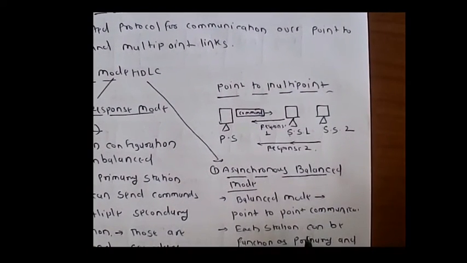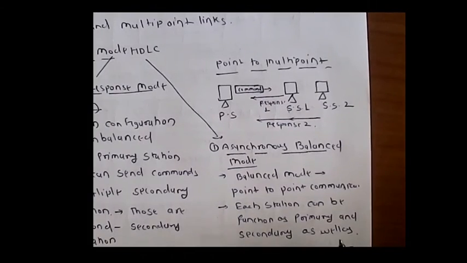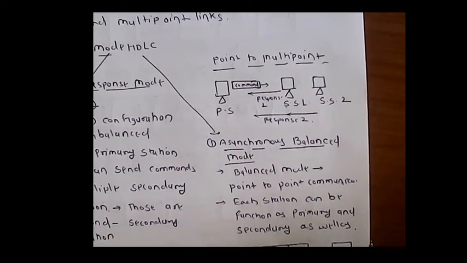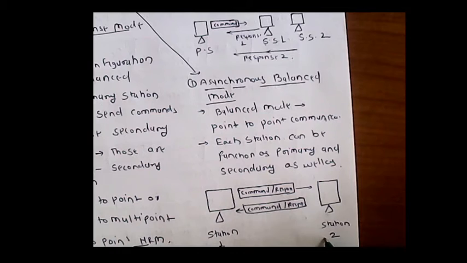Then we go to the asynchronous balanced mode, which is the second transfer mode for the HDLC. So what is meant by balanced mode? Balanced mode means point to point communication, and each station can function as a primary and secondary as well. We can explain this by a block diagram. Here is station 1 and station 2, which can act as both simultaneously. Station 1 may be a primary station or a secondary station, and station 2 may act as a primary or a secondary station. So it can send command and response, or station 2 can send response and command.